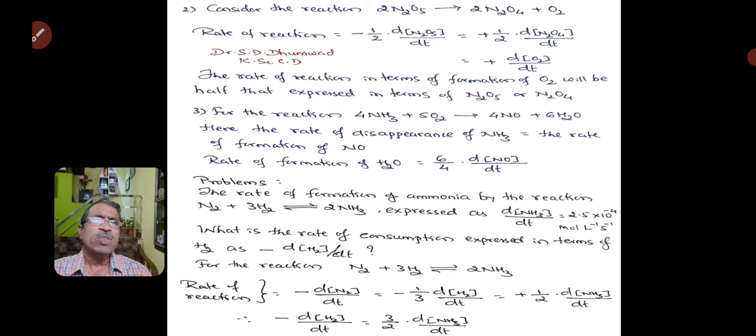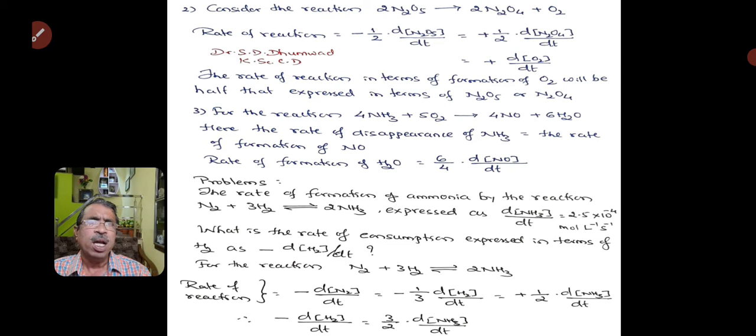Based on this, let us take a problem. The rate of formation of ammonia by the reaction N2 plus 3H2 gives 2NH3, expressed as d active mass of ammonia with respect to time dt, is 2.5 into 10 raised to minus 4 moles per liter per second. What is the rate of consumption expressed in terms of hydrogen, as minus dH2 upon dt?